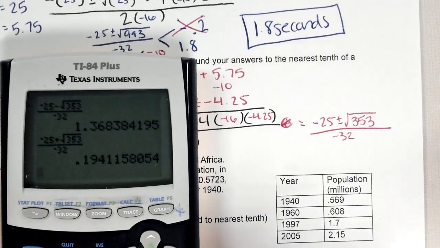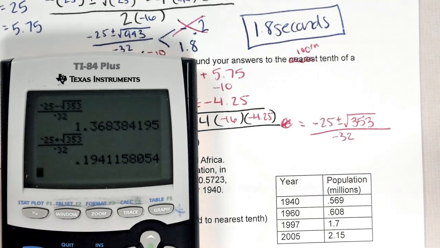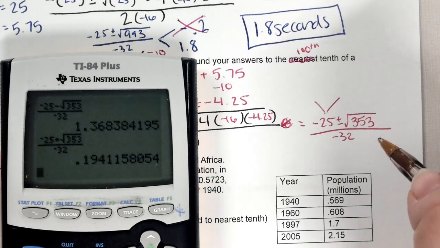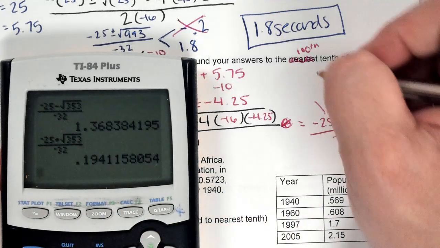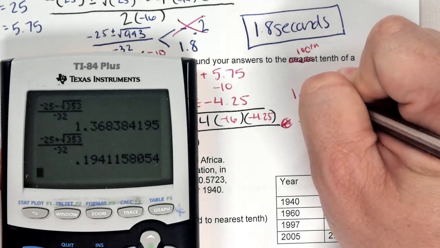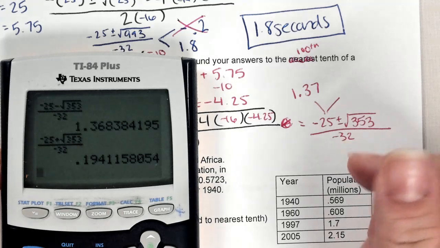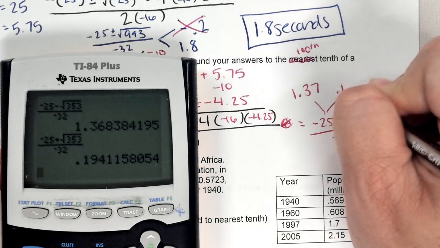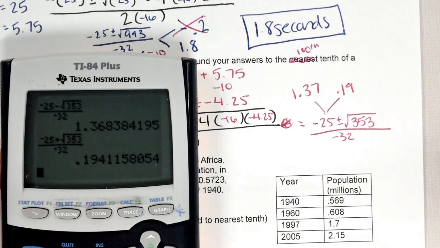Now I know it says to round to the nearest tenths, but we're going to do hundredths to practice both. So what would this be rounded to the nearest hundredth? What would the first one be? 1.37. Yeah, 1.37. And what about the bottom one? 0.19 or 0.20? 0.19 because 4 is less than 5. This one rounded up because of the 8.